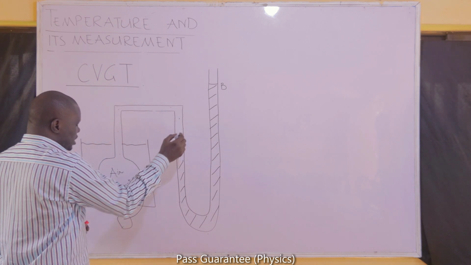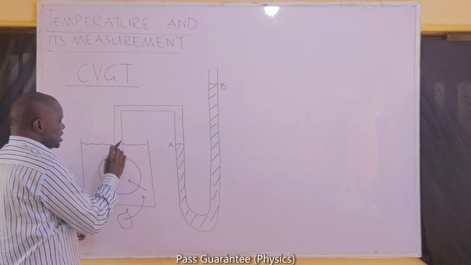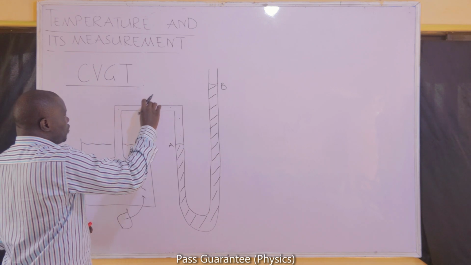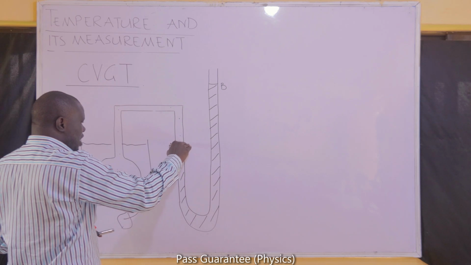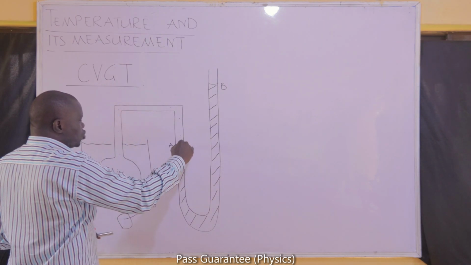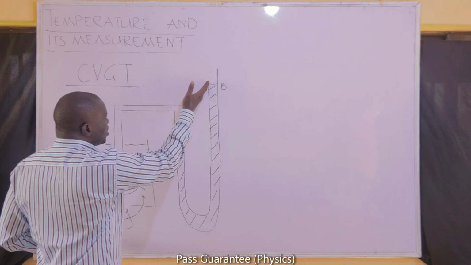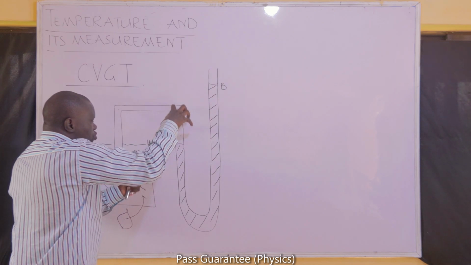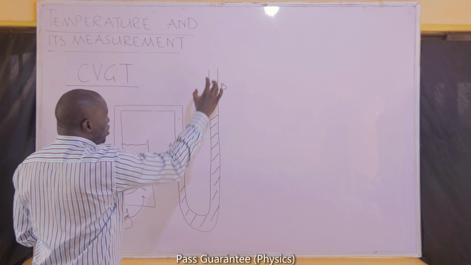But when you now heat, this expands. When it expands, the volume of air in the tube increases. So what that means is it can drive down. It will drive down the mercury along this arm, so that the mercury along this other arm will go up.